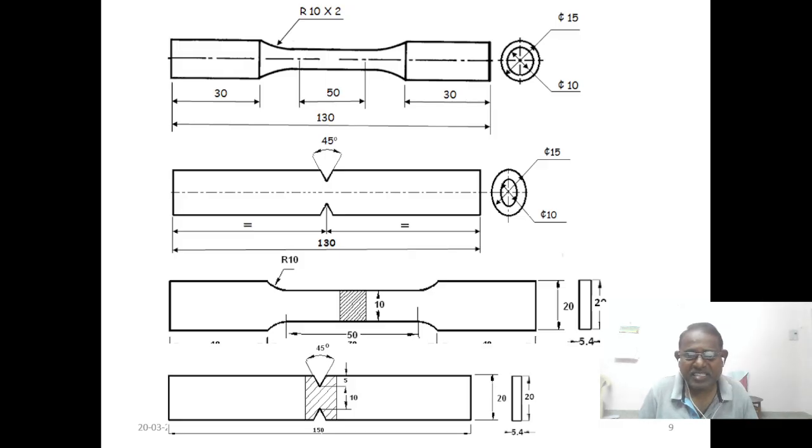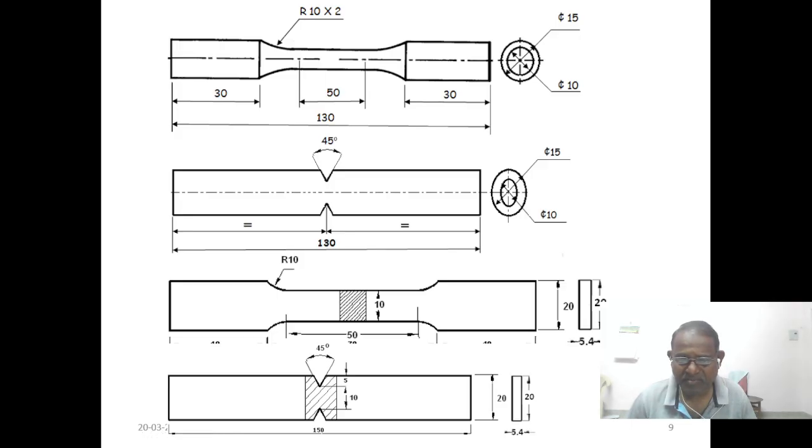These are all the standard specimens. The first one shows the cylindrical specimen for the smooth tensile test, and the second one shows the notch tensile test specimen for cylindrical geometry. This is the flat geometry, which has a rectangular cross section.